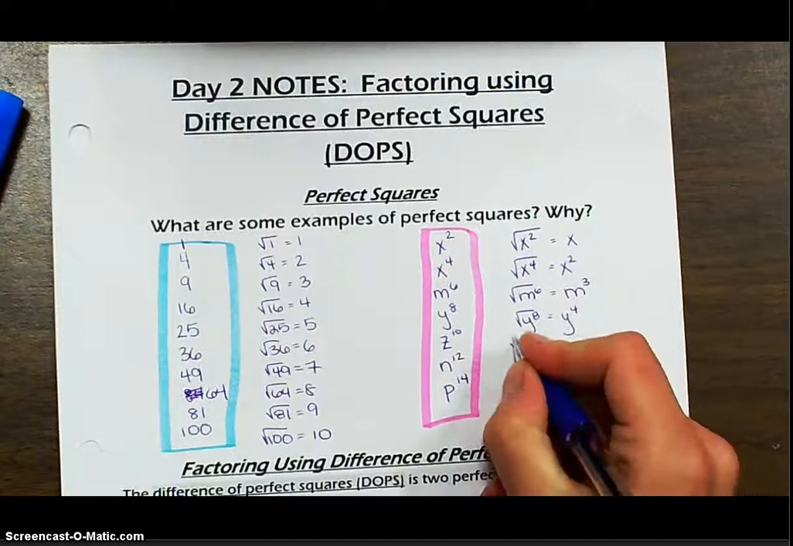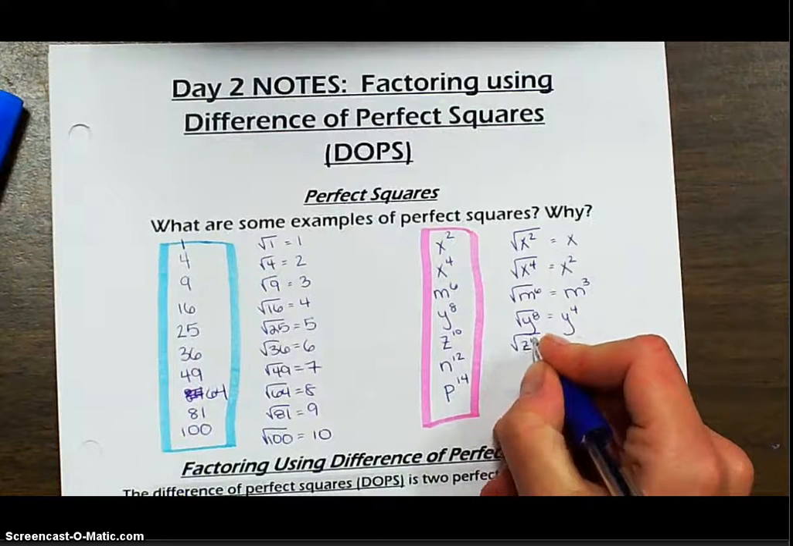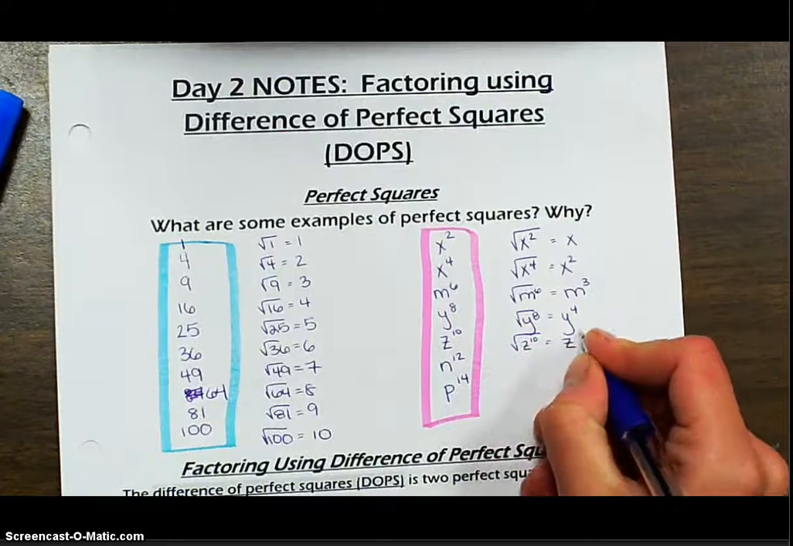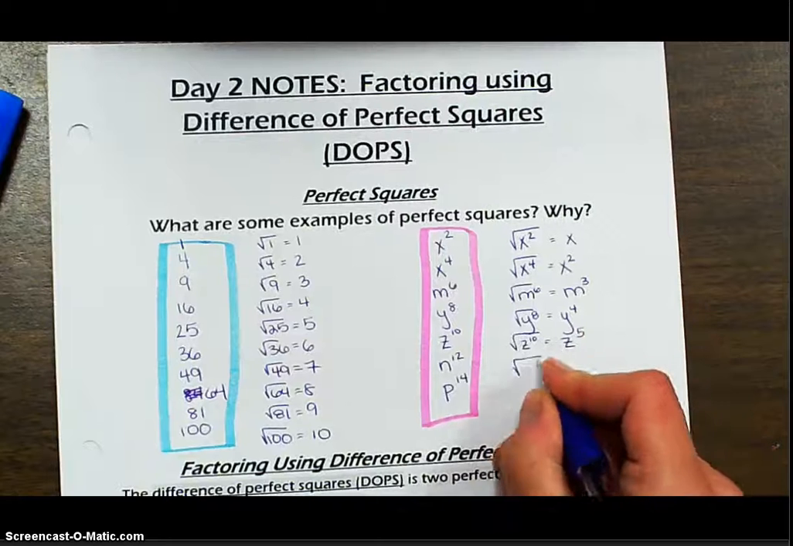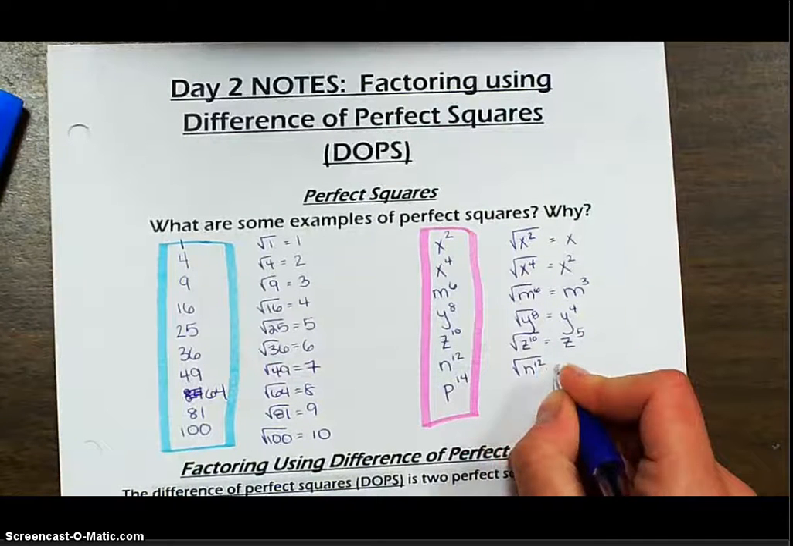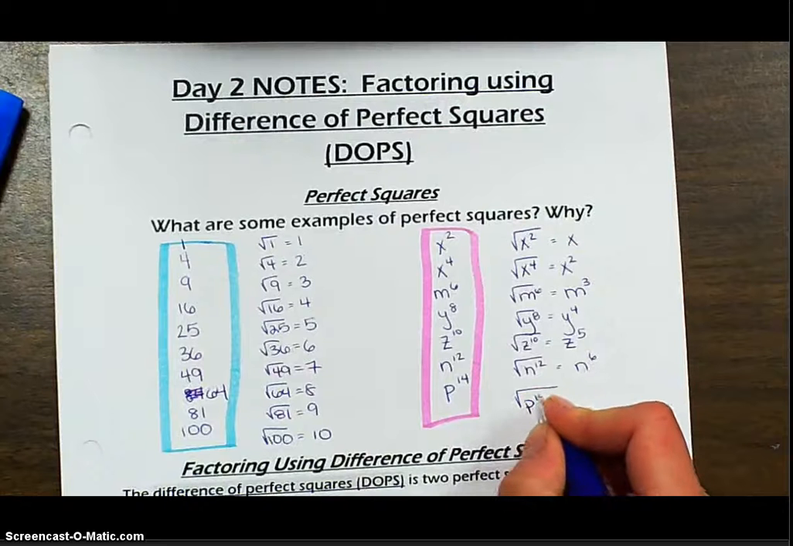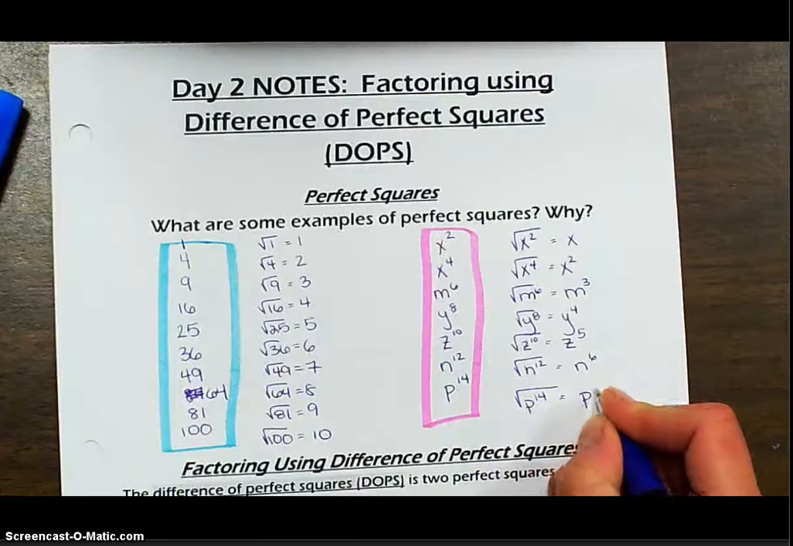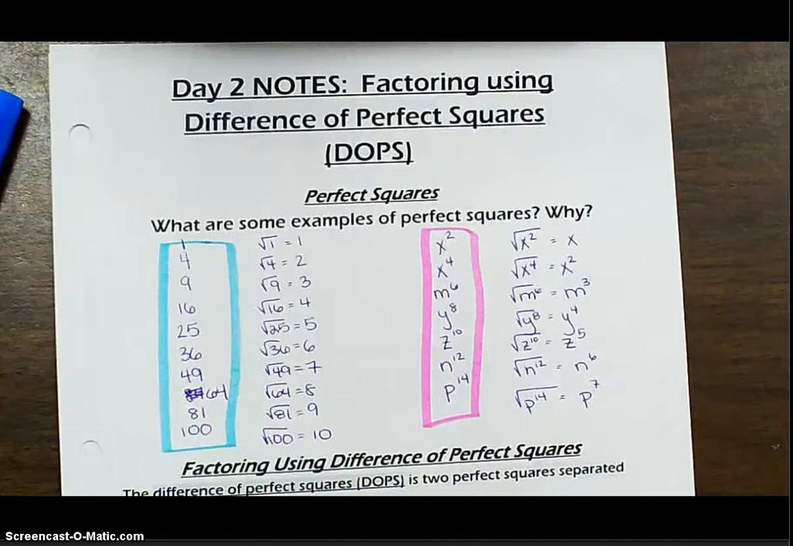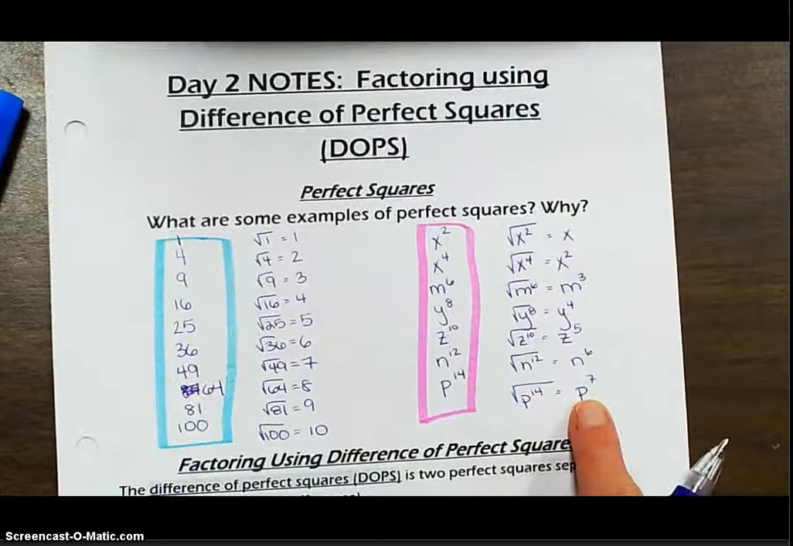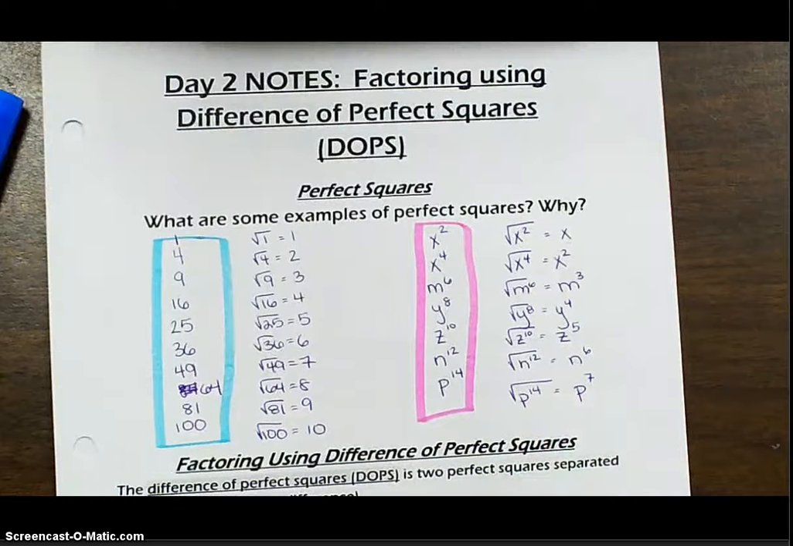So let's try a couple more. The square root of z to the 10 is z to the 5. The square root of n to the 12 is n to the 6. And last but not least, the square root of p to the 14 is p to the 7th. So you just take the power, when you take the square root of it, you divide it by 2, and now you have your solution.